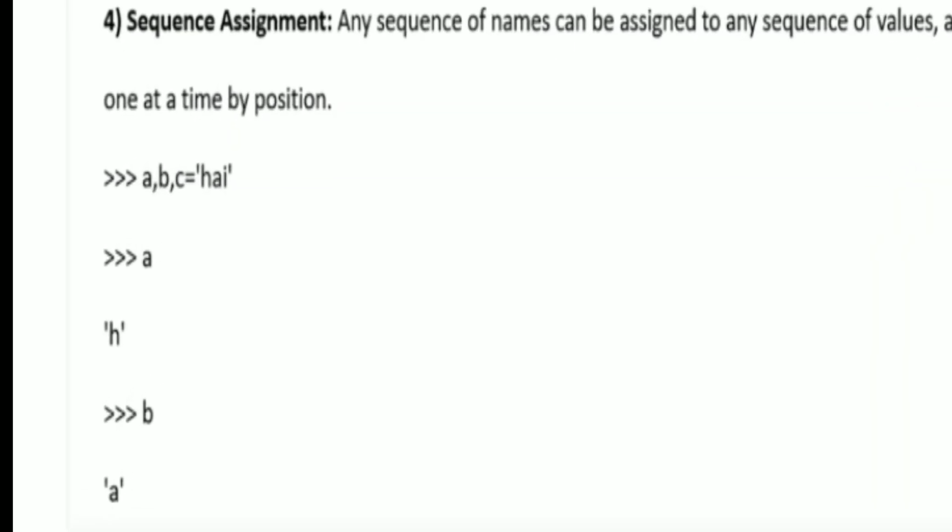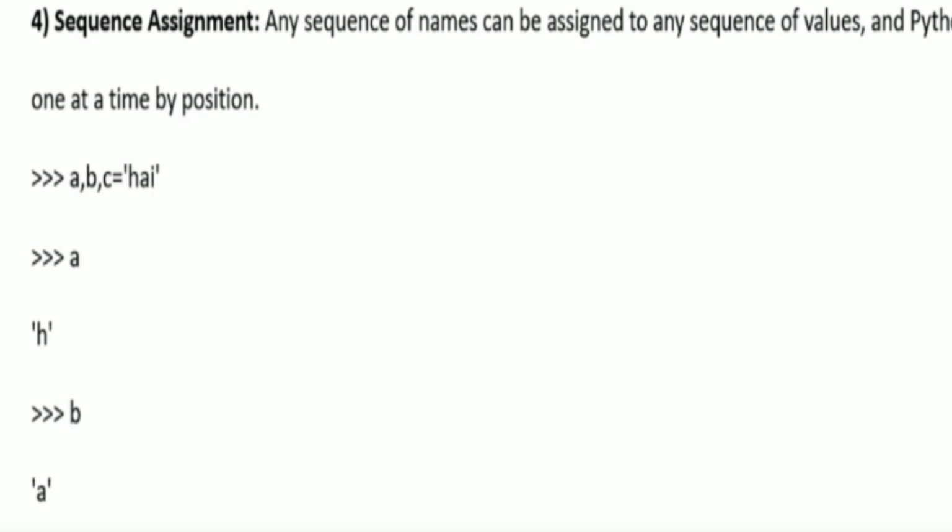Consider the example a comma b comma c equal to, in single quotes, high. In high, h will be assigned to a, next a will be assigned to b, and next i will be assigned to c. Here sequence assignment means we have passed a string. The first character will be assigned to the first variable, the second to the second variable, and the third to the third. Here you can see h is the input we have passed. H will be assigned to a, a will be assigned to b, and i will be assigned to c.